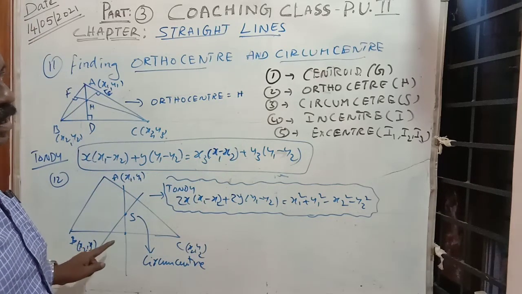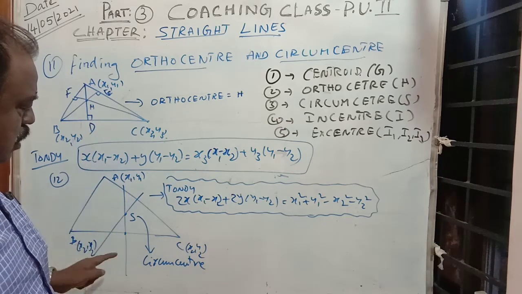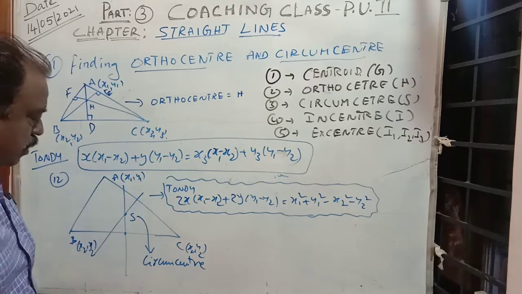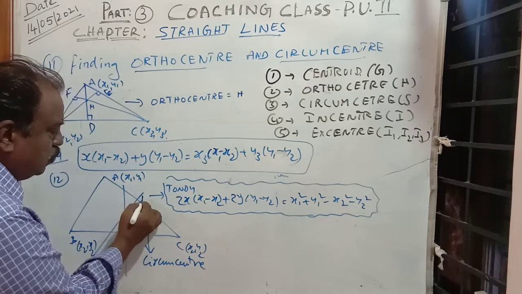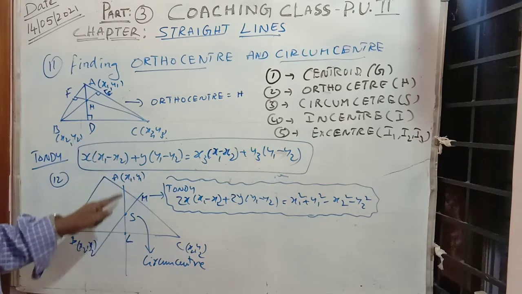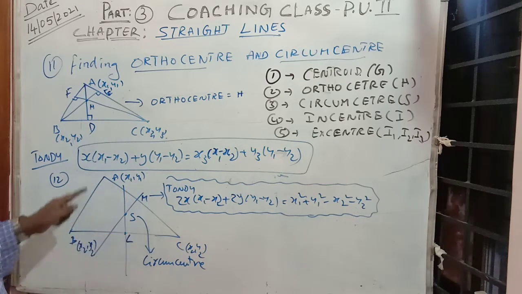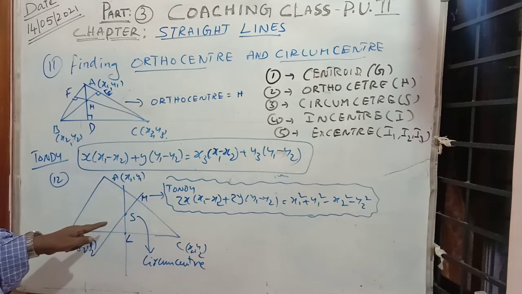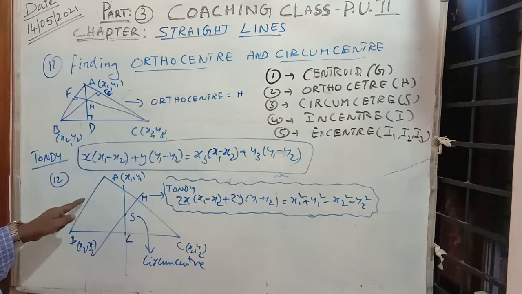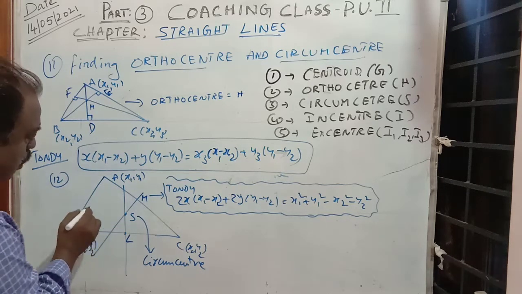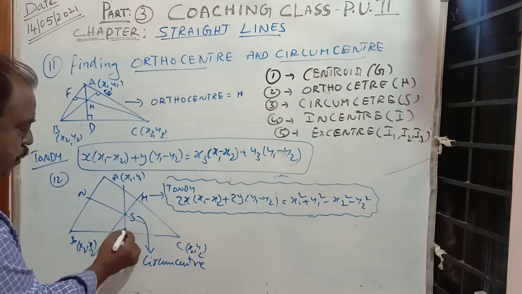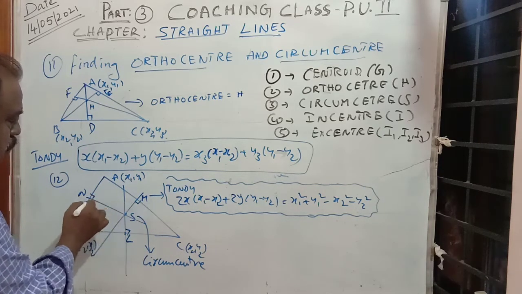Circumcenter. The circumcenter is the point of concurrence of perpendicular bisectors. That means SL is a perpendicular bisector of a side, SM is another perpendicular bisector. Of course, NS is also there, but it is not needed; of course, I will write it. It is a perpendicular as well as a bisector.